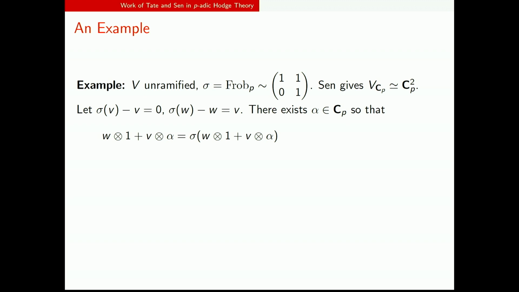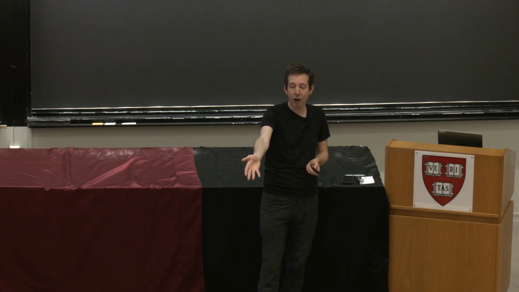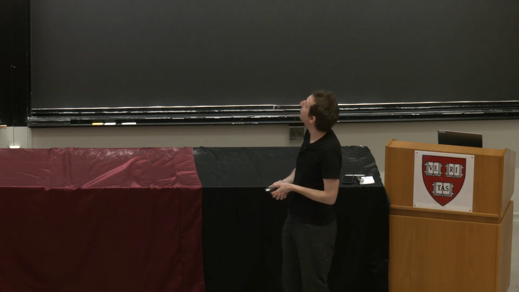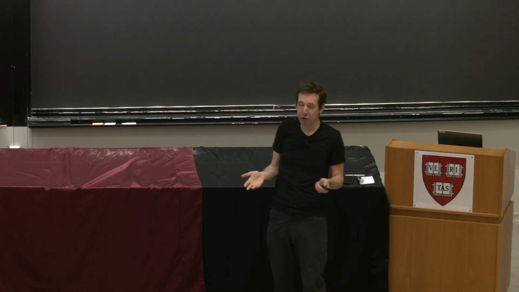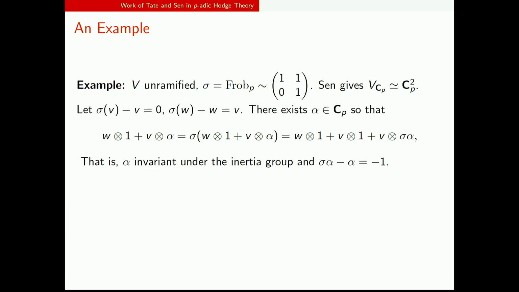And now again here, the key point is that when you take that action, w is sent to w plus v, v is sent to v, but it's also acting on the alpha. So the alpha is sent to sigma alpha. And so you can just read off from here what you want alpha to satisfy. Well, you want it to be invariant under inertia, but you want sigma alpha minus alpha to equal -1. So let's show that there exists such a thing.